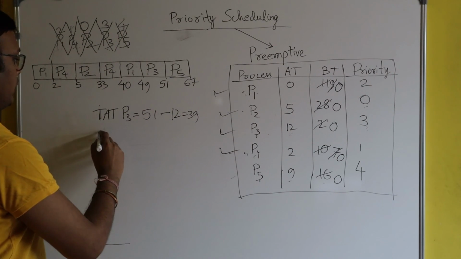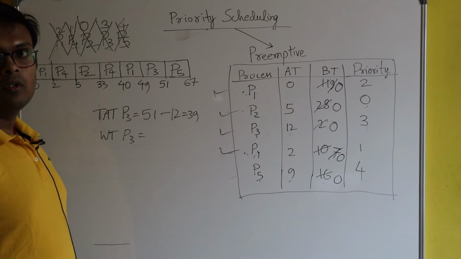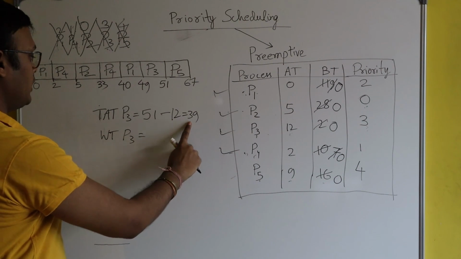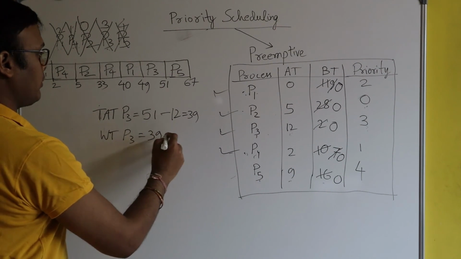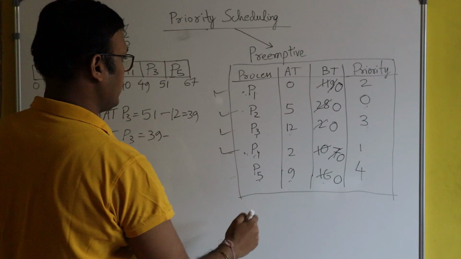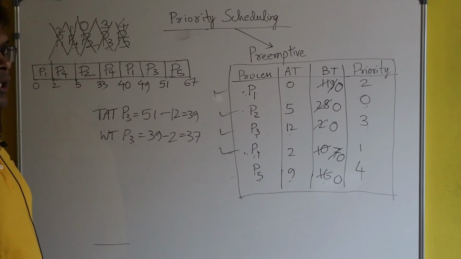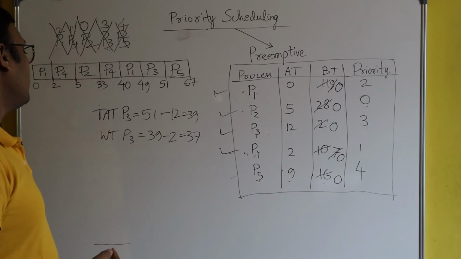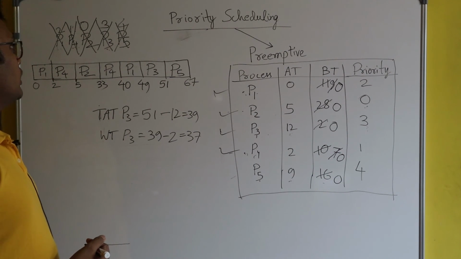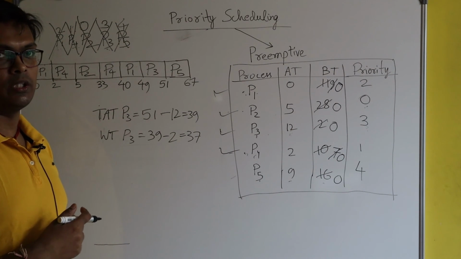And what's the waiting time of P3? What's the formula? Turnaround time minus burst time. So the turnaround time is 39 seconds minus burst time. What's the burst time for P3? It's 2 seconds. Okay. 39 minus 2, 37. So in this way, we can find out the turnaround time and waiting time for the remaining processes. Okay. So this was all about priority scheduling. Don't worry, we will solve some more questions. Okay.